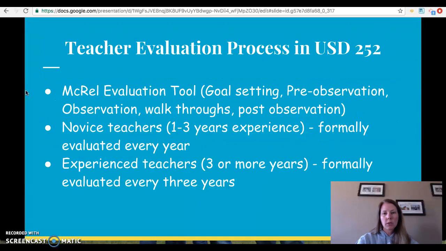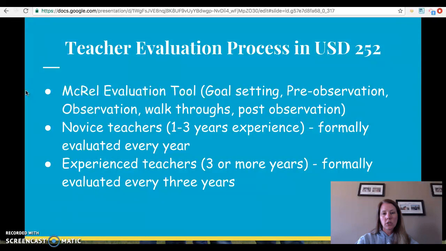In my school district, 252, in our evaluation process, we are evaluated on the McREL evaluation tool, and with this we have goal setting. We have a pre-observation meeting, we have an observation, we have many walkthroughs, just informal walkthroughs throughout this process, and then we have a post-observation meeting where we discuss what went well, what didn't go well, and some strategies we could use instead.